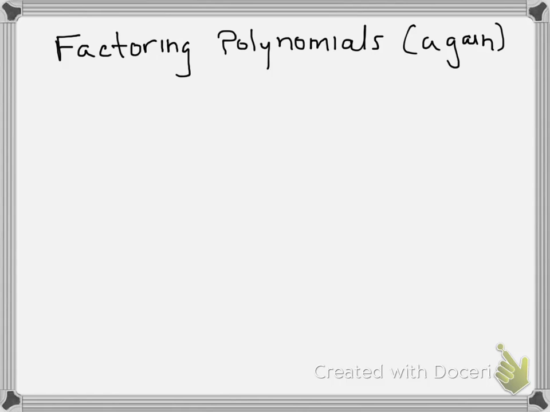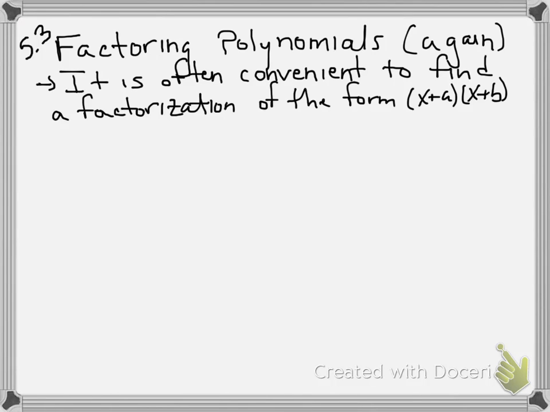Okay, so again, we want to factor more polynomials. We saw how to multiply those binomials. It's often very convenient to find a factorization of our polynomials that looks like two binomials multiplied together. When we start solving equations, you'll see why this is nice and convenient, but for now, we'll try to just factor and get it into this form. Okay, so let's look at an example. We've got the expression x squared plus 2x minus 3, and we want to factor this.